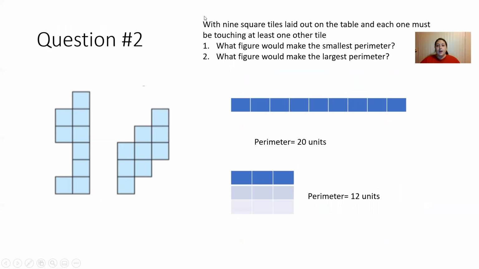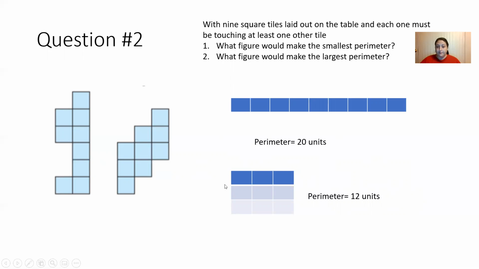And the question was, if you have 9 square tiles laid out on a table and they all had to be touching at least one other tile, what would make the smallest perimeter and what would be the largest perimeter? So the first thing I'm going to say is that for us to find the largest perimeter, you're just going to have to lay it out at a 1 by 9, and you're going to count each side. Well, there's 1, 2, 3, so there's 9 here. There's going to be 9 up here. So that's 18, 19, 20. So that is 20 units around. And that would be the longest.